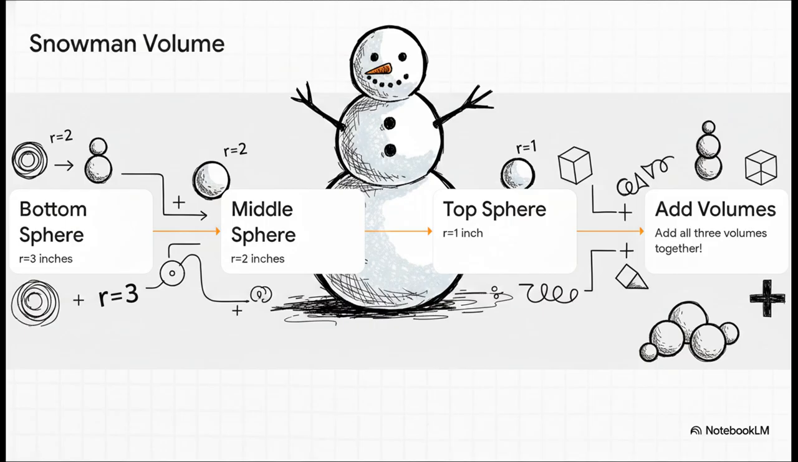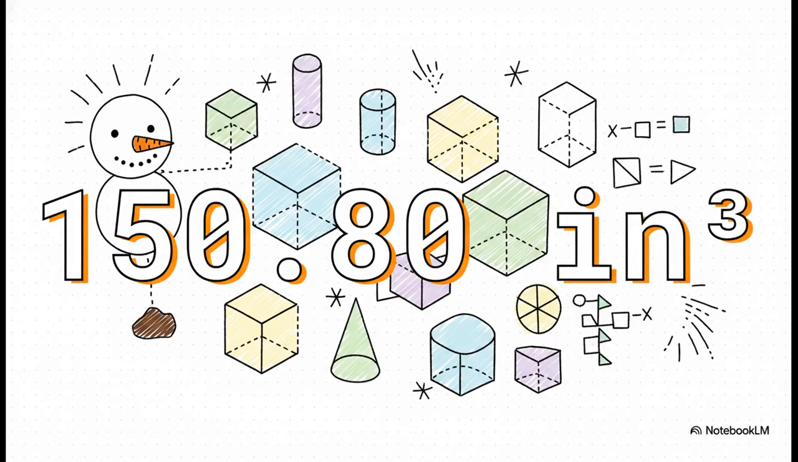Now we just multiply that by 4/3 pi to get the total spherical volume, which comes out to 150.80 cubic inches. Honestly, it's absolutely fascinating how training our brains to see simple shapes hidden inside complex ones completely changes how we view the world. We're looking past the coal eyes and the carrot nose, and we are seeing the underlying math. How cool is that?